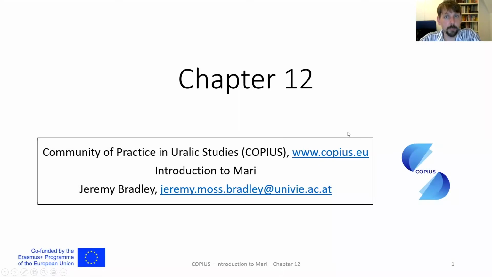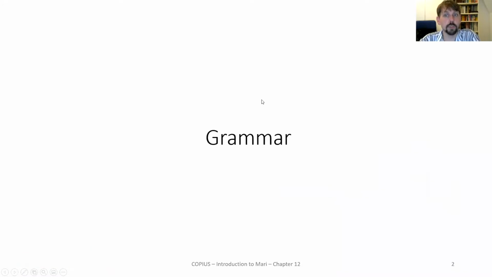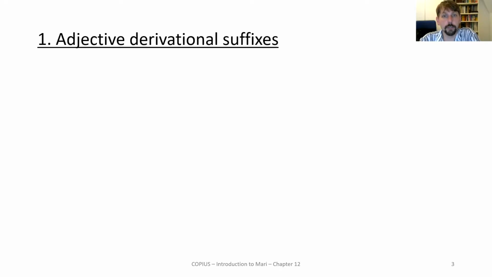Welcome to chapter 12. This is the chapter in which we finally meet a past tense form. But before we get to that, first we have some words on some adjective or derivational suffixes used to form adjectives from nouns. We're looking at two different ones, one of which is new, one of which is not.